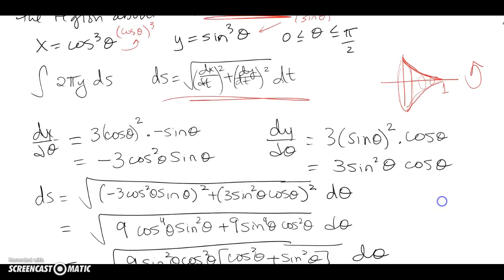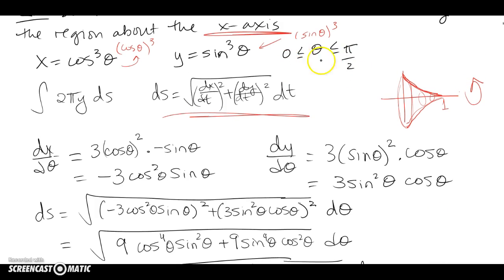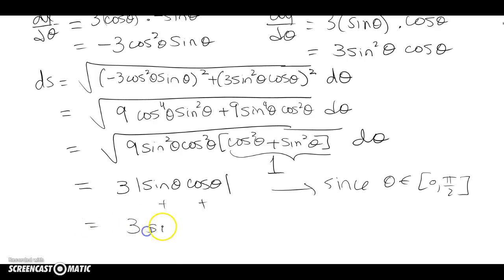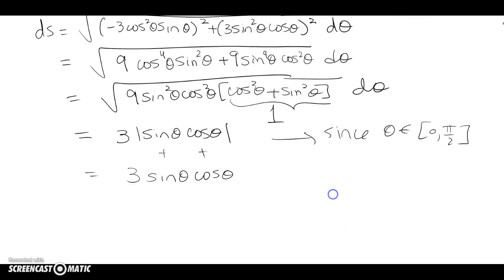But notice we're dealing with theta being between 0 and pi over 2, so these guys are always going to be positive. So since theta is between 0 and pi over 2, sine of theta is always going to be positive, cosine of theta is always going to be positive. So we could just say we can look at 3 sine theta cosine theta. So I found my ds.